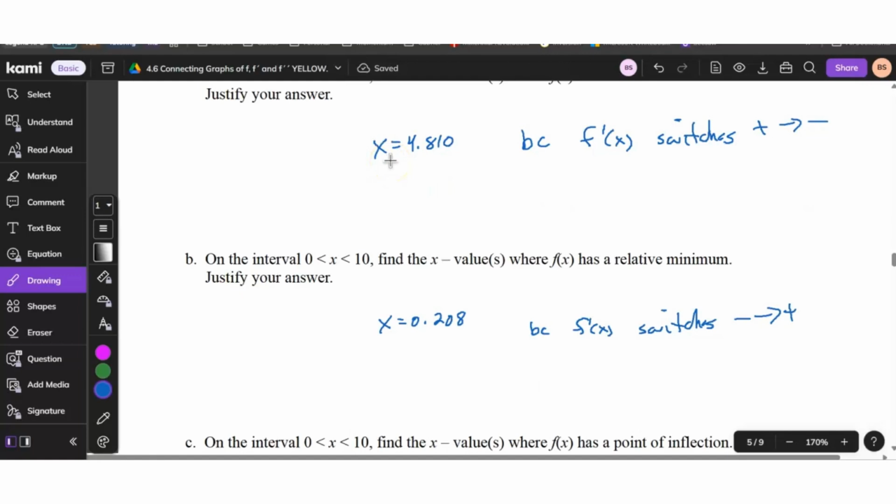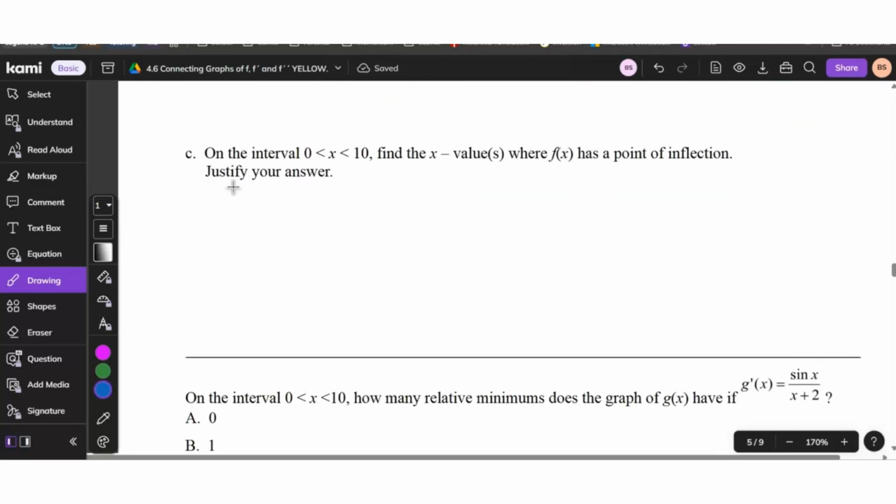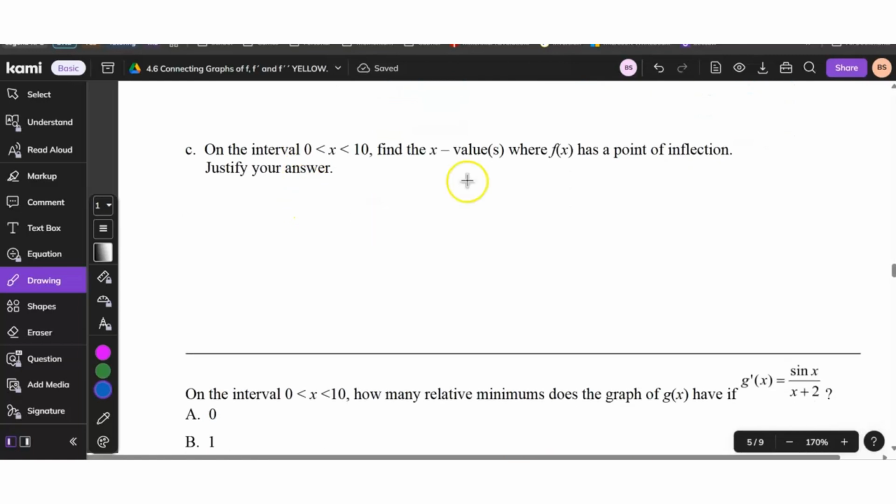Any questions about those two? Do you guys find them on your calculator? Yeah. Good. Now we want to know where it has a point of inflection, right? Matthias, did you even use your calculator? No, thanks for lying, buddy.